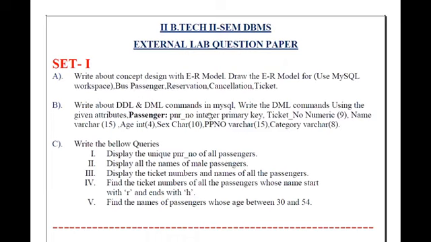Now see how to concentrate on these 2 questions. Write about conceptual design with the ER model. Draw the ER model for bus, passenger, reservation, cancellation, ticket. In this case, identify the main entities and attributes, and if there is any relationship between the entities, you have to give the relationship. Once you identify the entities, attributes and relationships, then draw the ER diagram using bus, passenger, reservation, cancellation and ticket. So this is the first question.